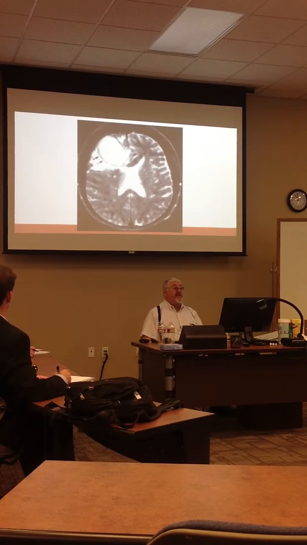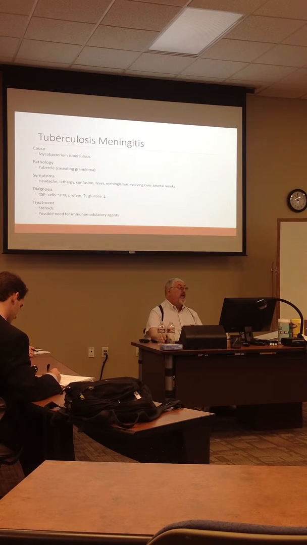That's a MRSA infection in the brain. That one I don't have to point out with a pointer to you. That's pretty obvious. That one's in the right frontal lobe, which I imagine gave the person a lot of difficulty if it didn't kill them. Tuberculosis meningitis is from Mycobacterium tuberculosis.